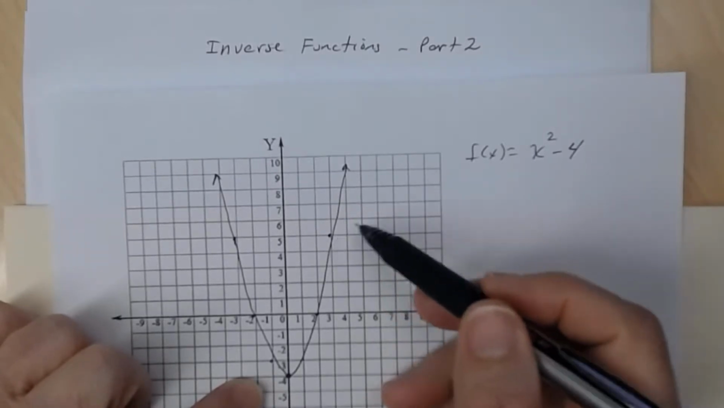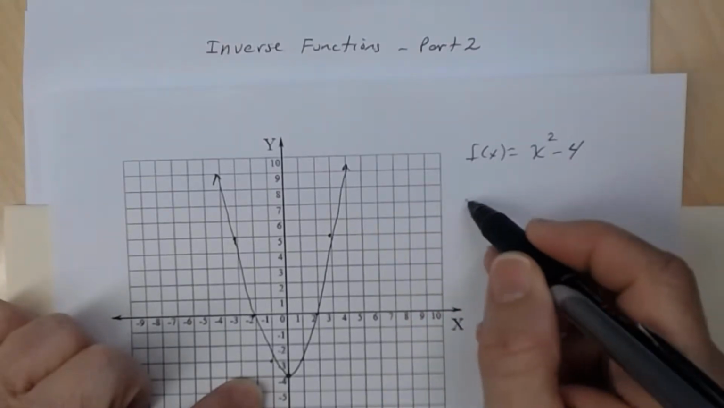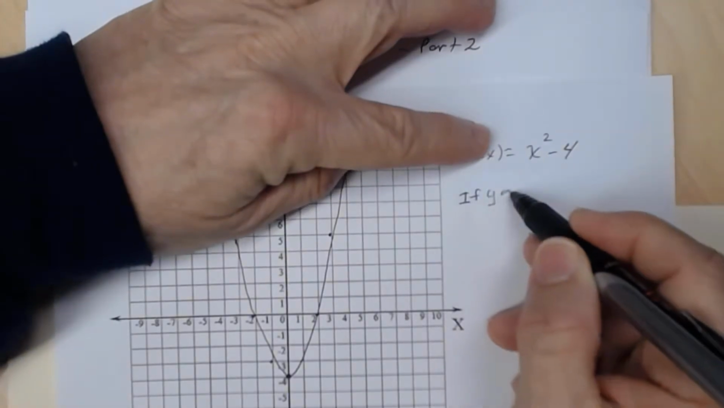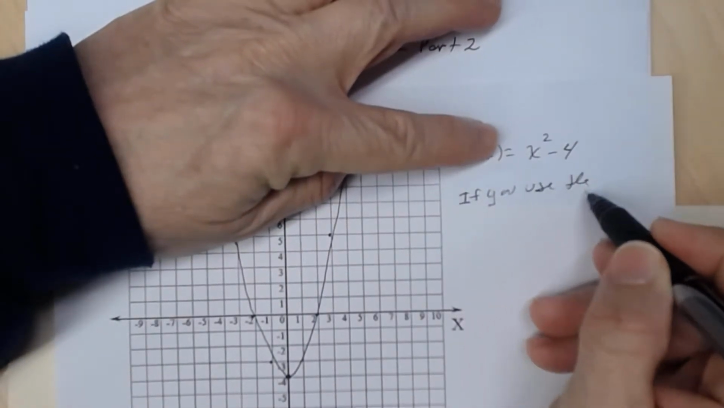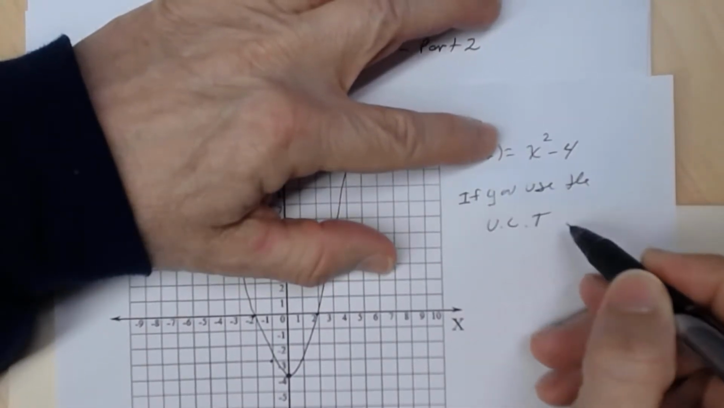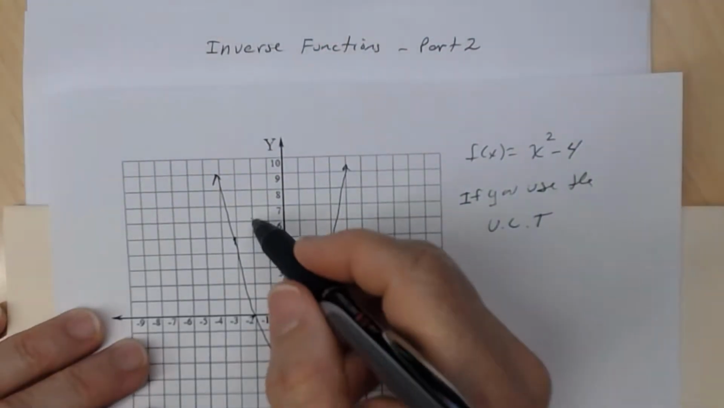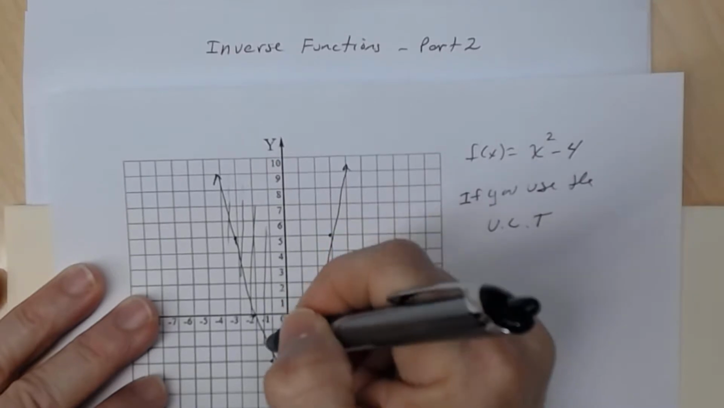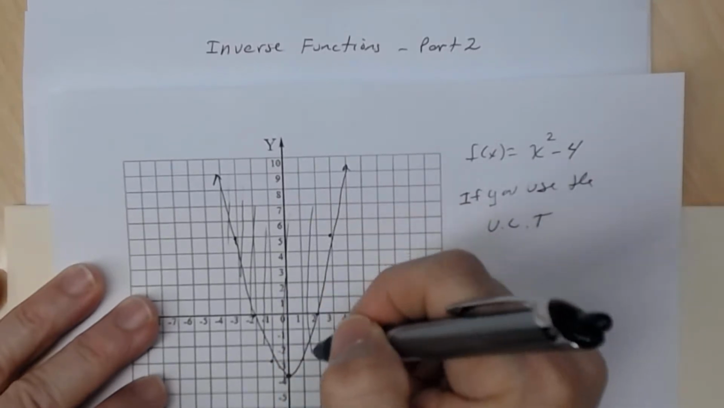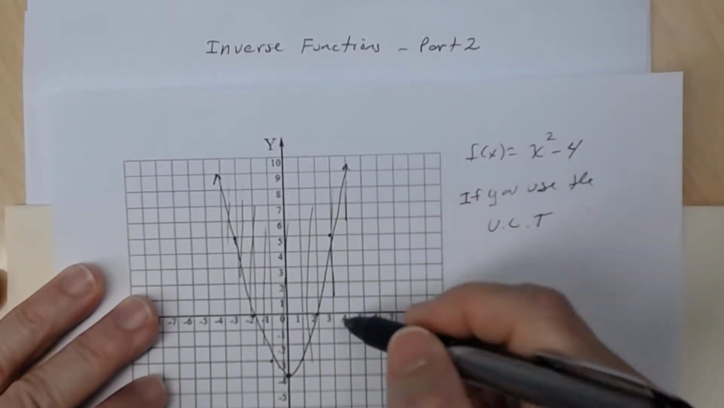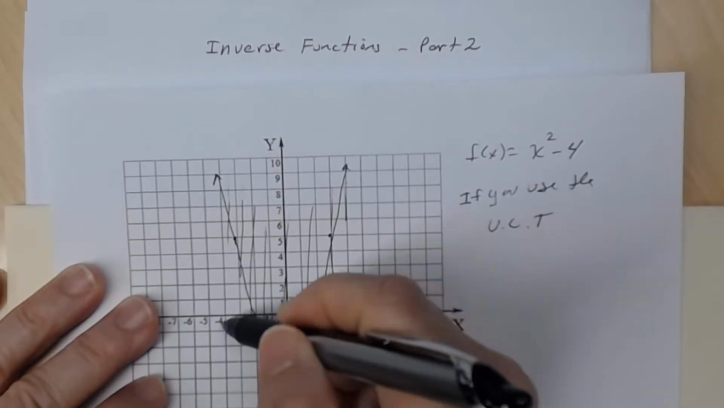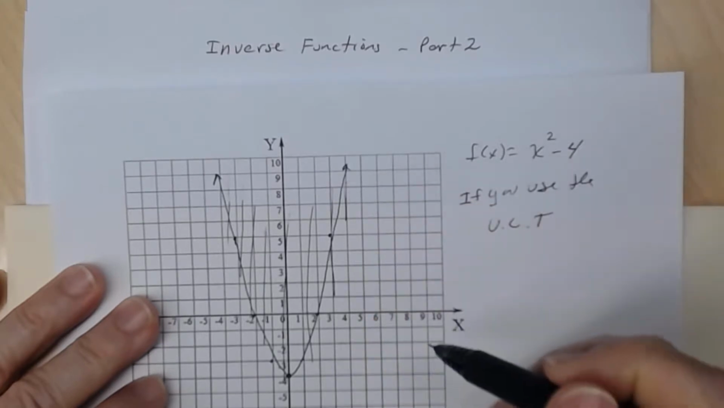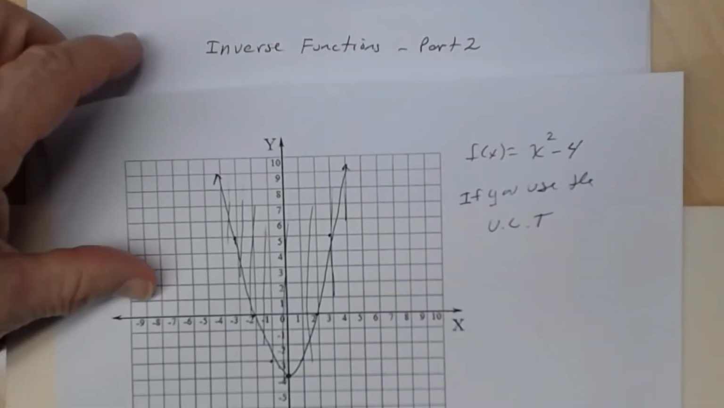Recall also that we use the vertical line test, or VLT. It passes the vertical line test. No matter where I draw this vertical line, it intersects the graph once, which means that for each x coordinate, whatever these x coordinates are, there's only going to be one point on the graph, so there's only going to be one y value.